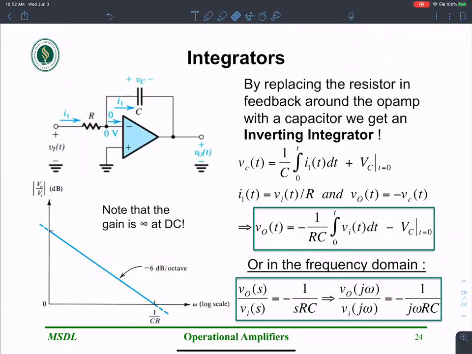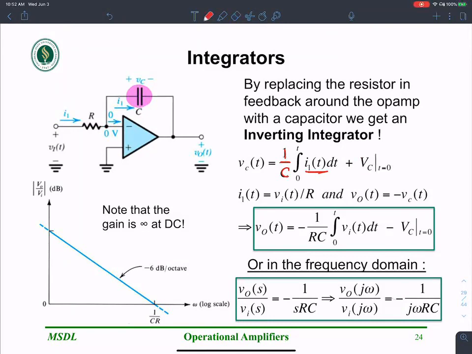This is an inverting integrator. By replacing the resistor in the feedback loop with a capacitance, we get an inverting integrator. So the idea is this: the voltage across the capacitance is 1 over C times the integral of the current, plus any initial conditions, any voltage that existed on the capacitance to begin with at time t equals 0.